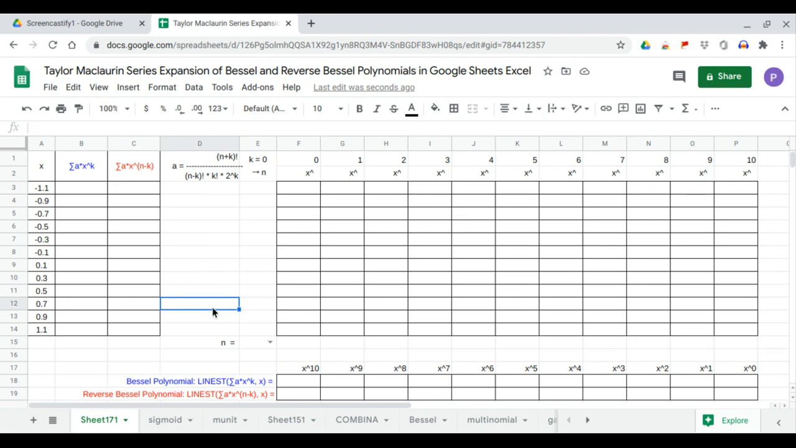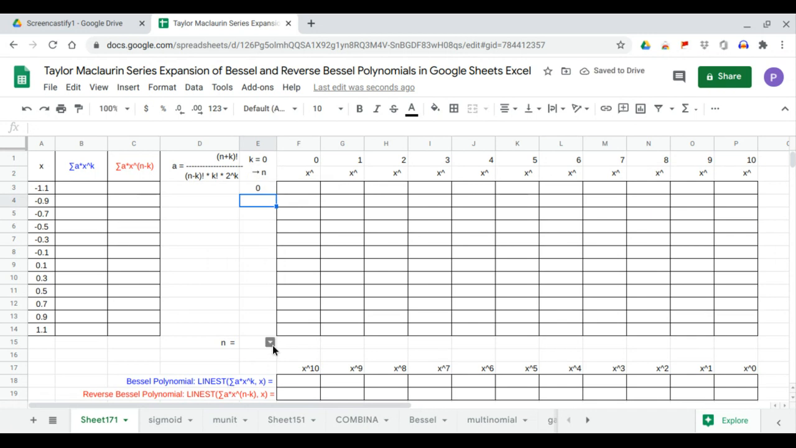And here we generate these polynomials to the 10th degree. The Bessel polynomial is y equals the summation of a times x to the power k, where k equals 0 to n, while the reverse is the summation of a times x to the power n minus k, where again k is from 0 to n. So this is equal to sequence, the number of rows n plus 1, the number of columns 1, starting from 0, incremented by 1.